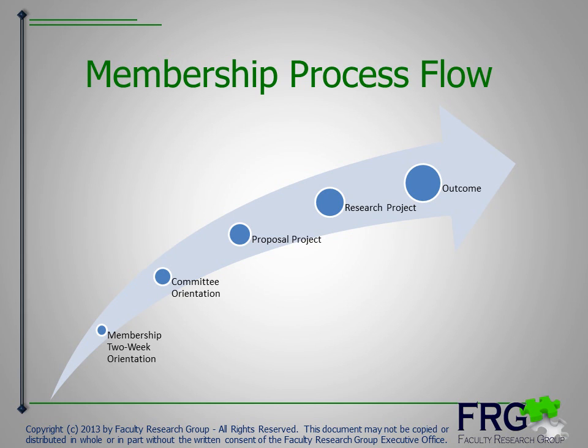This slide represents the membership process flow. First, the new member will be in a membership orientation, which typically lasts 2 weeks. Next, the new member enters their research committee and gets to know their team. The third step is writing the proposal. The proposal will be sent to the Office of Scholarship Support in order to obtain funding for the research. After approval is granted from the Office of Scholarship Support, the research team will start the research project. The outcome will be the published papers and speaking at conferences about the research. Please note, you may be asked to speak at conferences during the proposal and research stage.